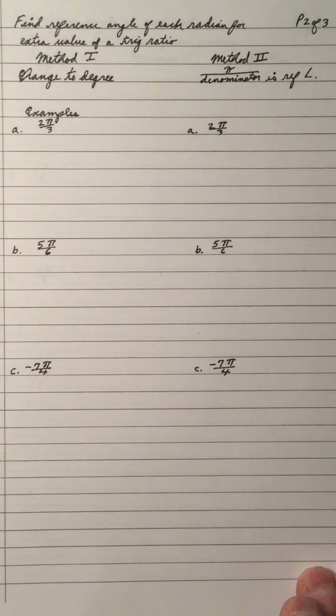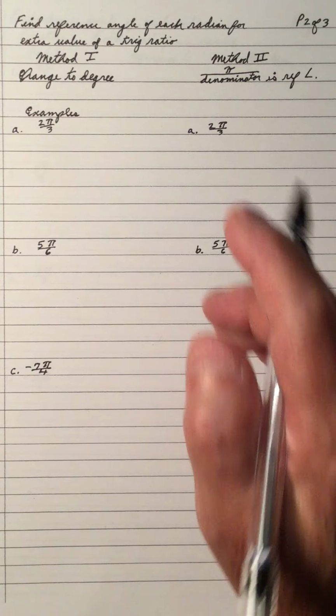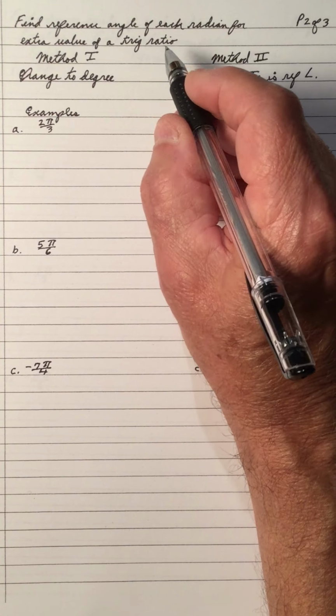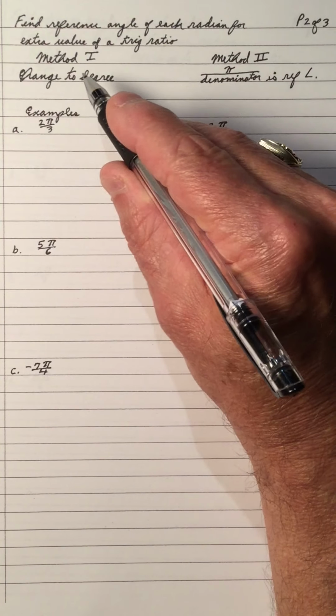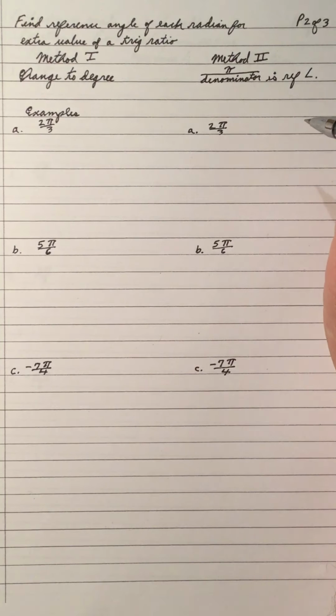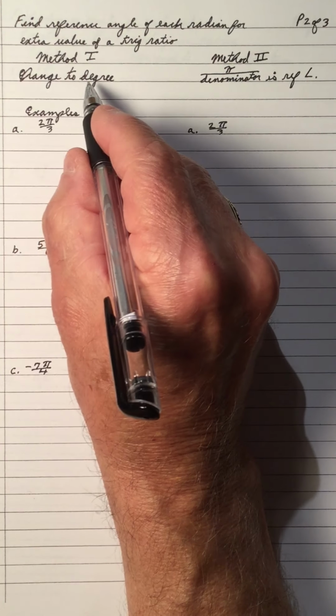Find the reference angle given the radian. Find the reference angle of each radian for exact values of trig ratios. I'm going to use two methods. I'll go through method 1 and then I'll go through method 2. Method 1 is change to a degree.